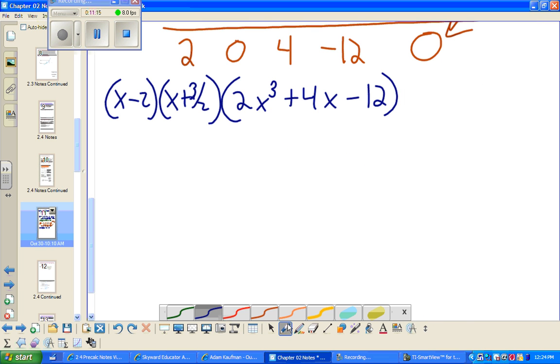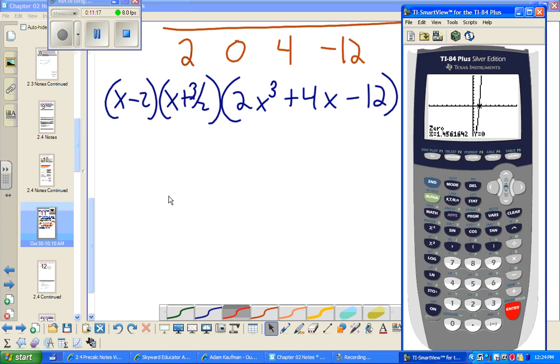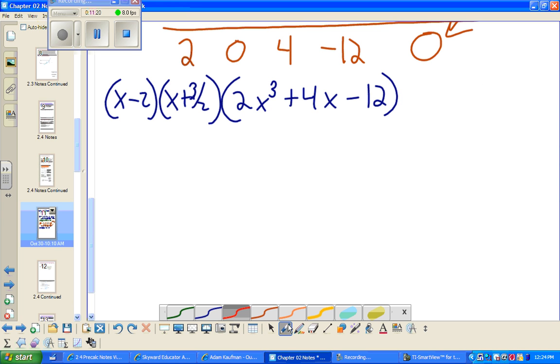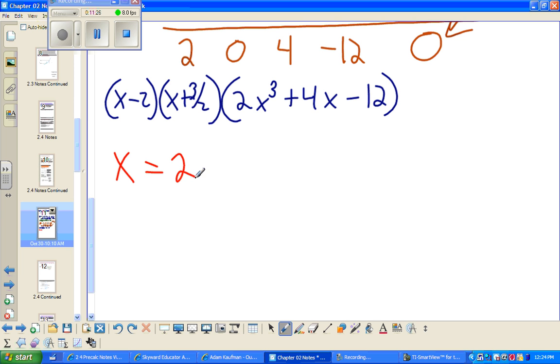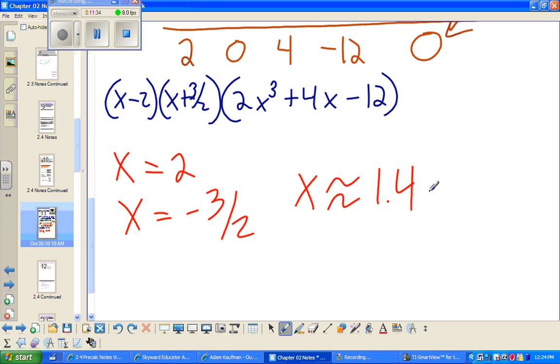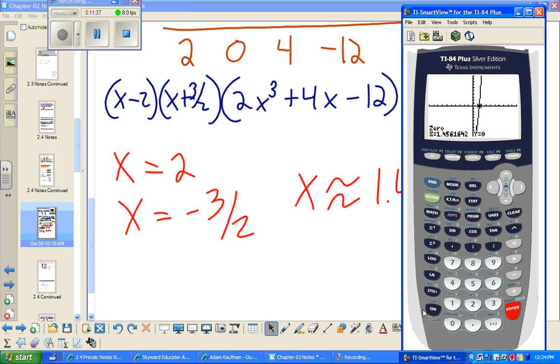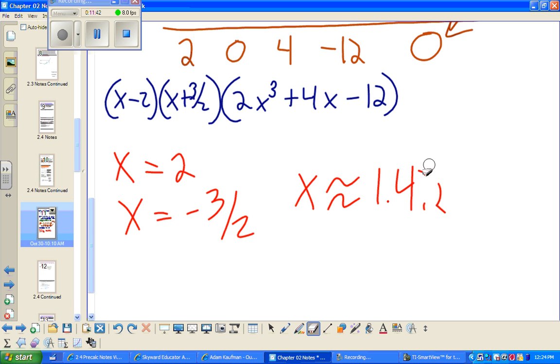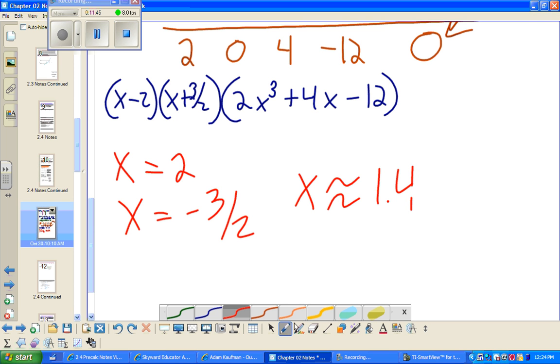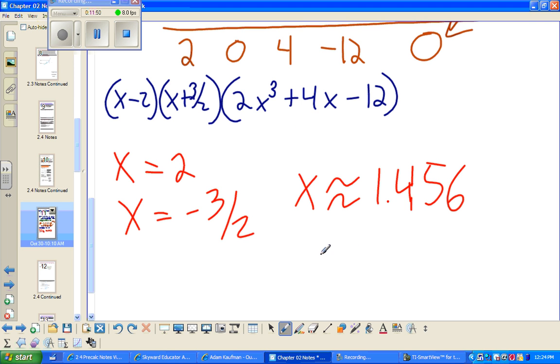So to answer the question, what are all the rational zeros? Well, you would say x equals 2, x equals negative 3 halves, and x is approximately that 1.4, what was it, 1.4561, excuse me, from the graphing calculator. Those would be the rational zeros that you would be able to find.